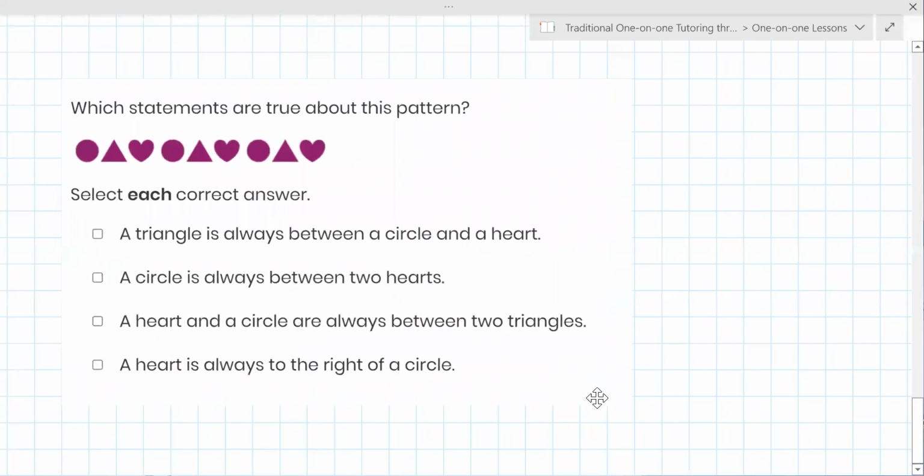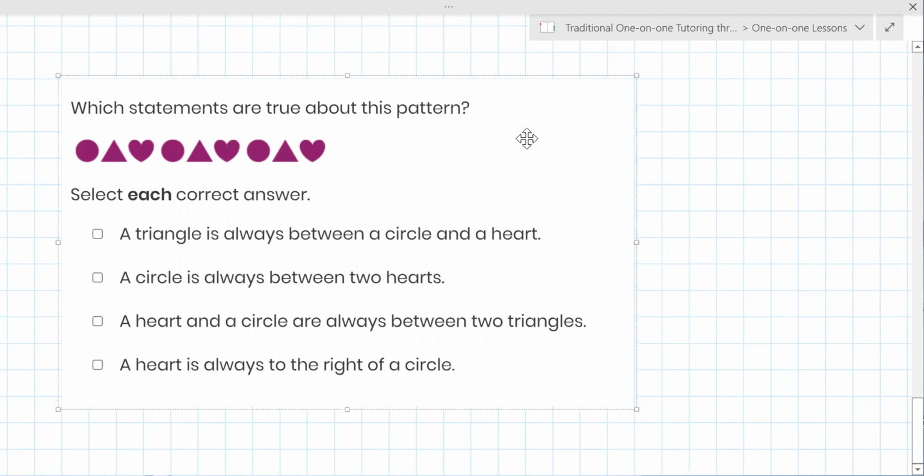Okay, let's just look at these together. This would be good for us to do. And you can tell me if you've already looked at these. So if you're seeing my screen, do you see my screen? Which statement are true about this pattern? Yes. Okay, so let's look at the pattern here. I see a circle, a triangle, a heart, circle, a triangle, a heart, and so on. They're also all the same color.